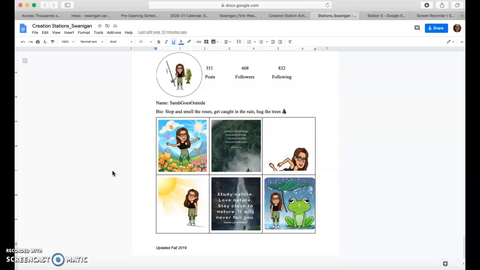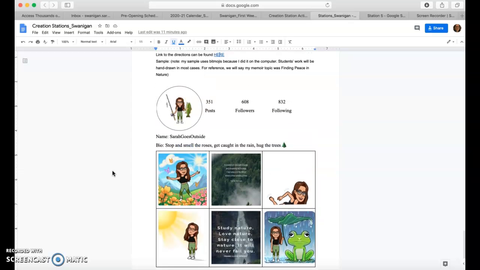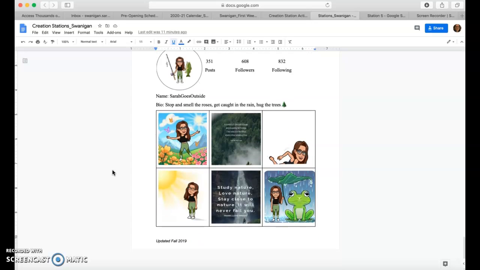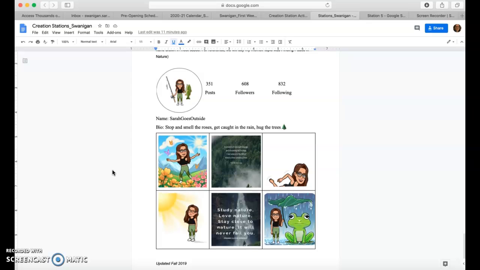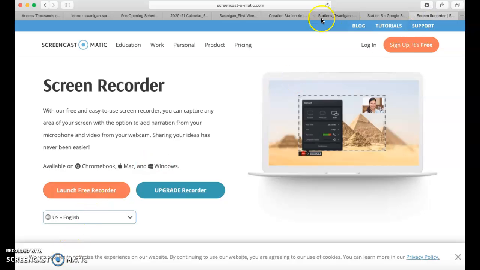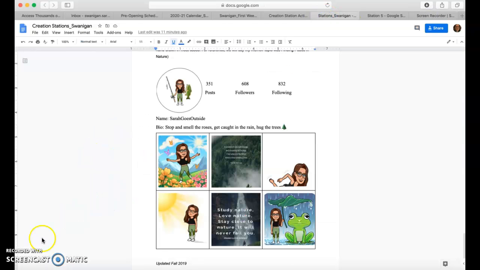And notice how mine are all relevant to being outside. I'm swimming, I'm in the rain with a frog, I'm basking in the sunshine, and I'm frolicking through a field. And then I have 2 quotes about nature. I made a note that we are just assuming that my project is about nature, and about finding peace in nature. So this is how my Instagram profile is relevant to that topic. And that is all I have, if I can figure out how to stop.